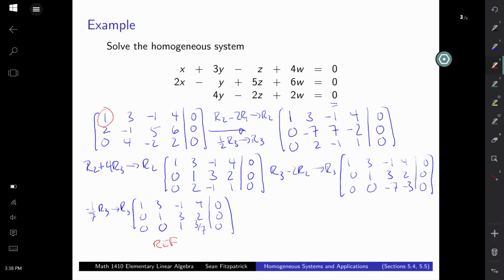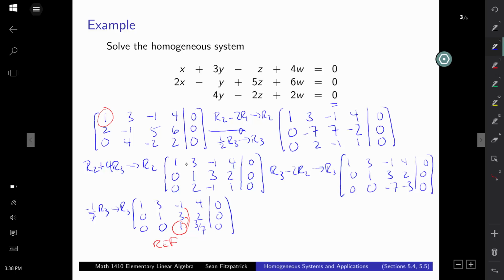I'm in row echelon form now, okay? But we can see that we're going to end up with a parameter here. W is going to be a parameter because there's no leading 1 in the W's column. Whenever you got parameters, it's usually desirable to continue on all the way to reduced row echelon form if you've got the patience. So how do we get to reduced row echelon form? Well, remember now we do the backwards steps. We go from the bottom right back up to the top left. I got to use this last leading 1 to make zeros above it.